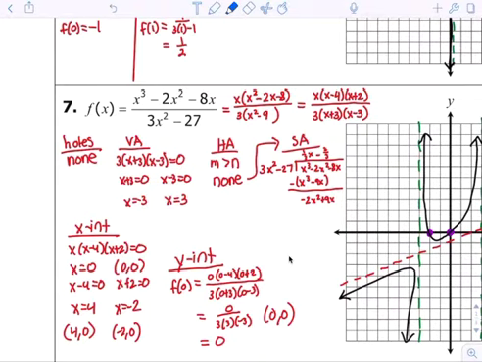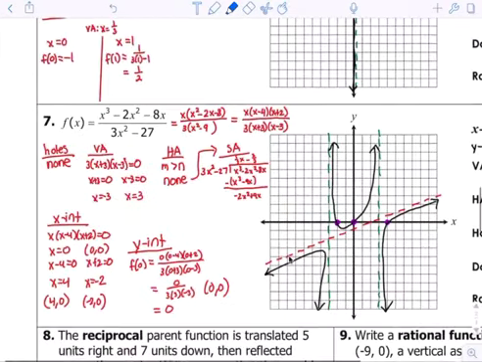Horizontal asymptote, highest degree here is 3, highest degree here is 2. So that means 3 is greater than 2, which means you're going to have no horizontal asymptote. Which means for the slant asymptote, you've got to do long division. And we get 1/3 x minus 2/3, which for you guys, you just have to graph something that's 1/3 x with a y-intercept of negative 2/3. That's how I graphed that red line.